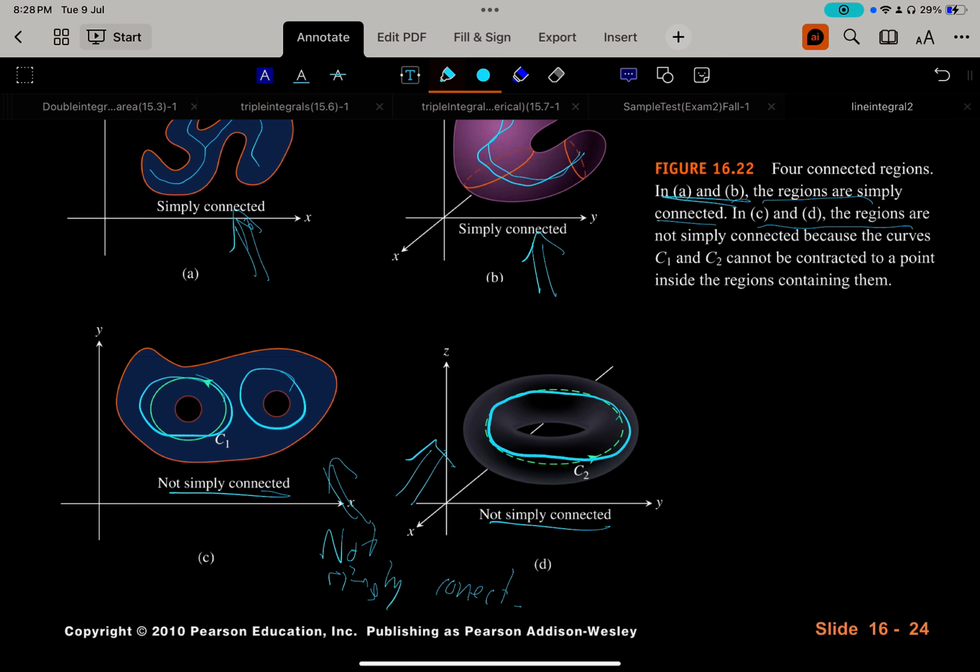The reason is that a curve can be contracted to a point inside the region containing it. So some curves inside these regions can be contracted to a point. This can be contracted to a point which is here, and this is the same, and that's basically why these regions are simply connected.